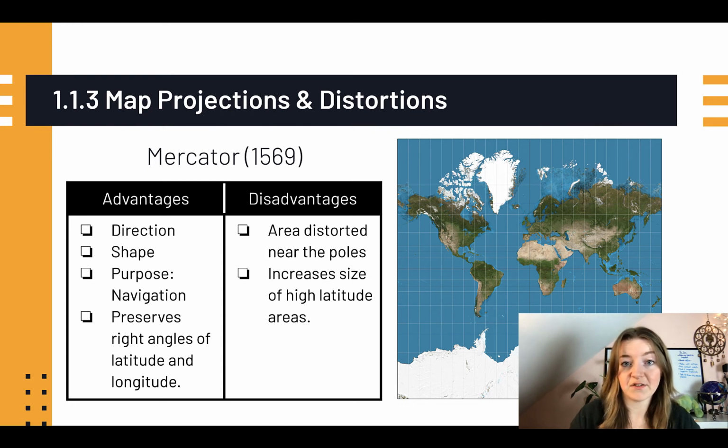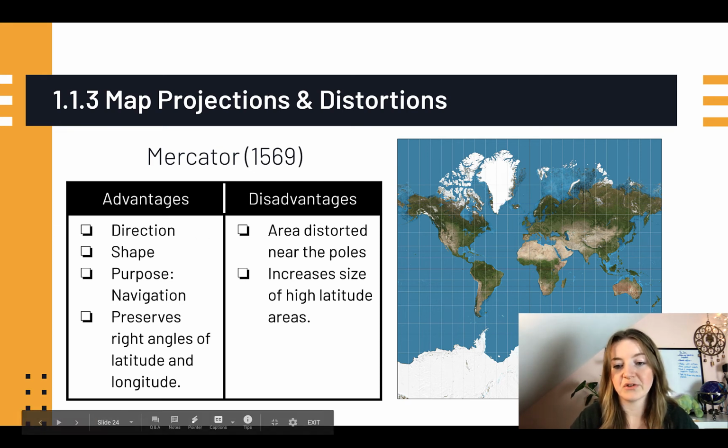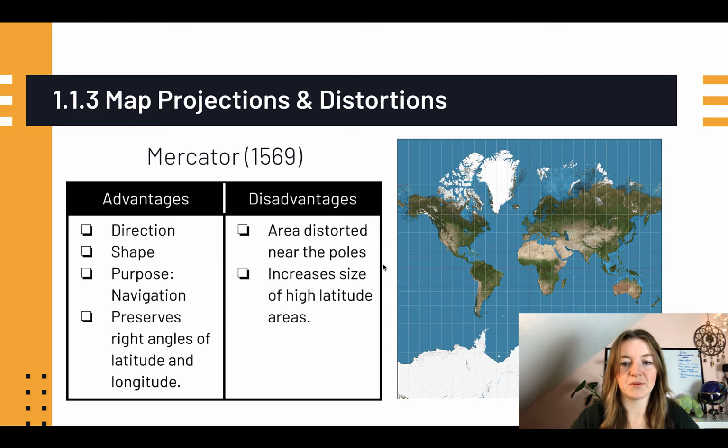This was perfect for navigation. It made it really easy to navigate because we have our longitude and latitudes, and essentially those are straight lines for our purposes. That's what these lines represent. So it has really great advantages in direction. We know north, we know south, we know east over here, and we know west. Really easy for direction. It keeps the shapes of the continents and countries great. These are exactly correct. We're using it for navigation, as I just told you, and it preserves the right angles of latitude and longitude, because even on the globe, those intersect at right angles, so that's 90 degrees.